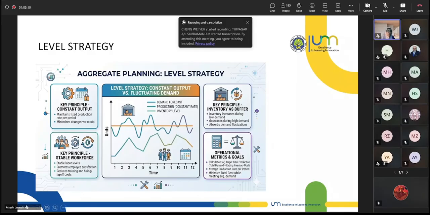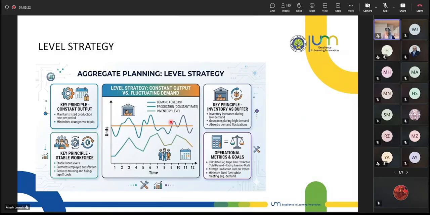The illustration shows why it is named leveling, because this is like a line. It means the company tries to maintain a fixed production rate per period, whether the demand is high, decreasing, or increasing. We do not consider that condition. The company still produces with the fixed production rate.